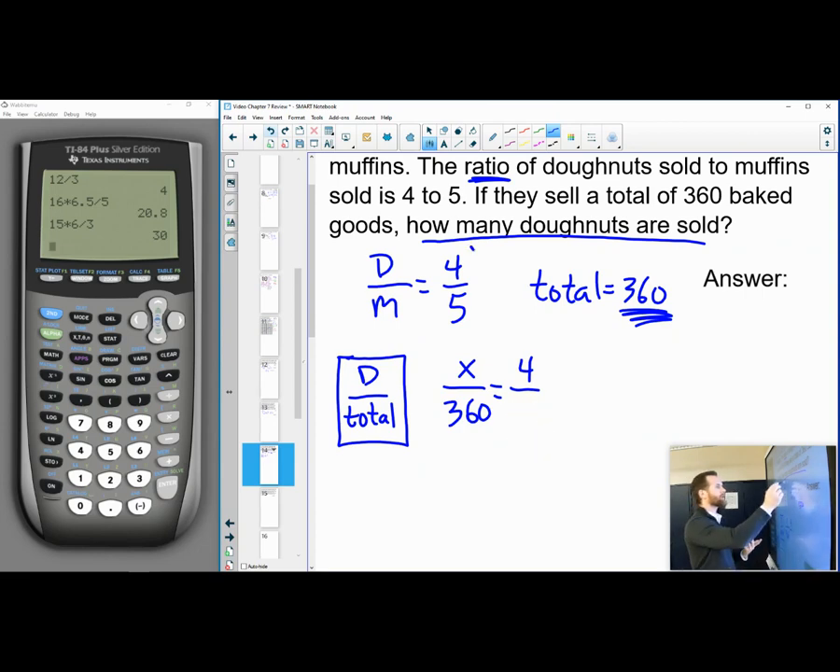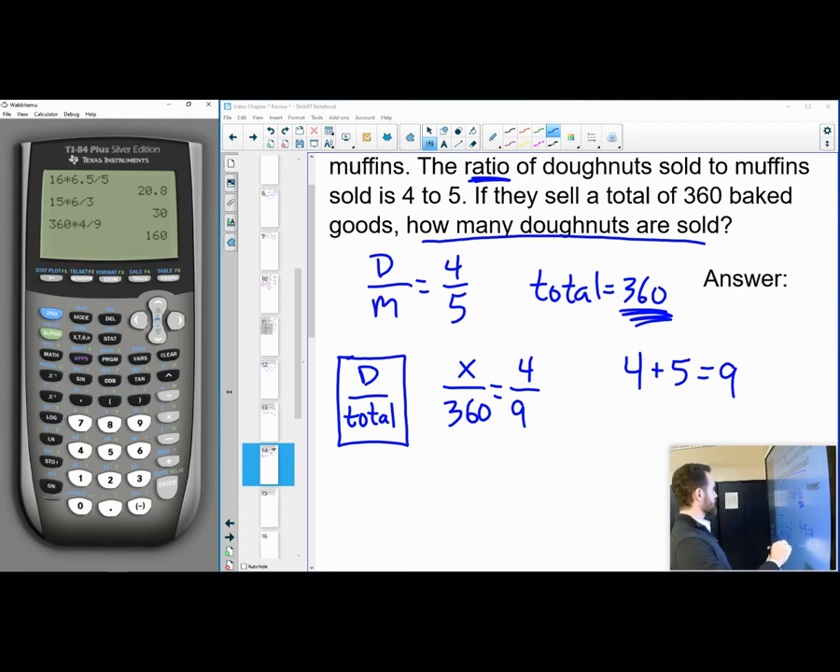What we need is a number from this ratio that represents the total. And the total in that ratio is going to be 9. If you're not sure how I got that, I just took the number we had for donuts, the part that represented the donuts, which was 4, added to 5, the part that represented the muffins, and we got the whole for that ratio, 9, the total. After that, we cross multiply. The rest is 7th grade work. So we do 360 times 4, divide by 9, and we get 160. So x equals 160.